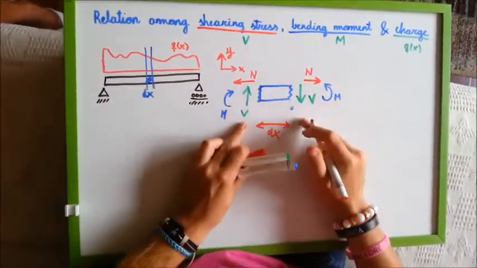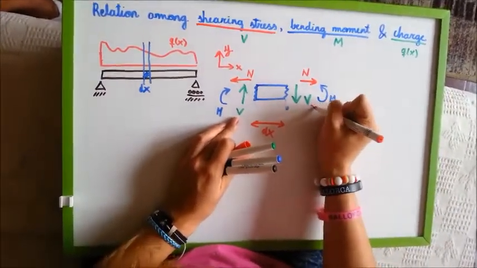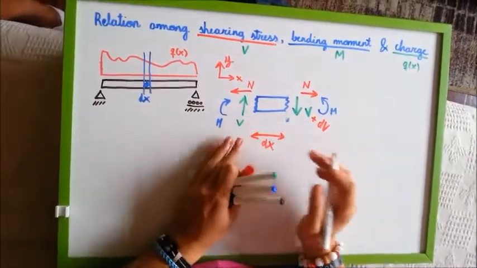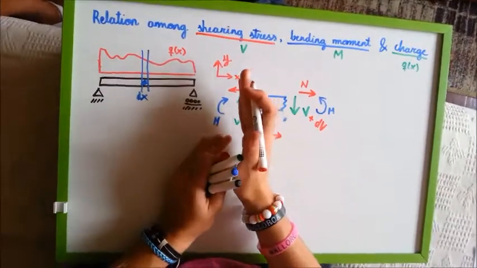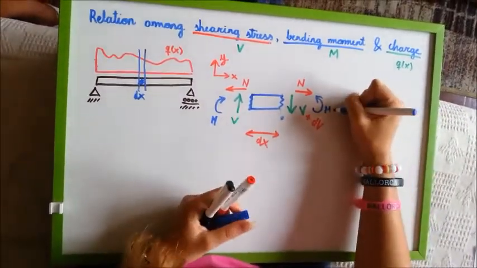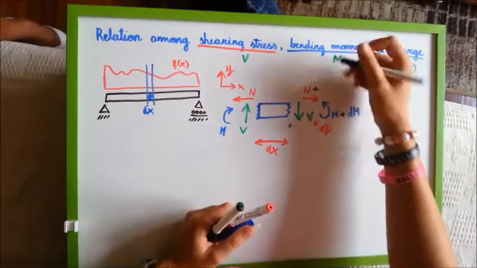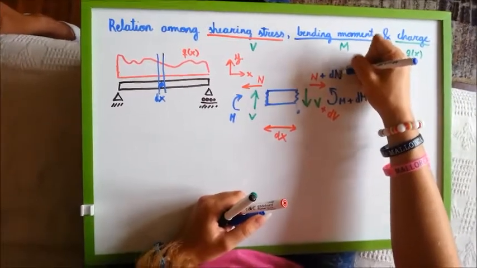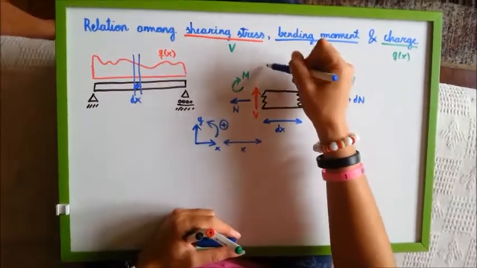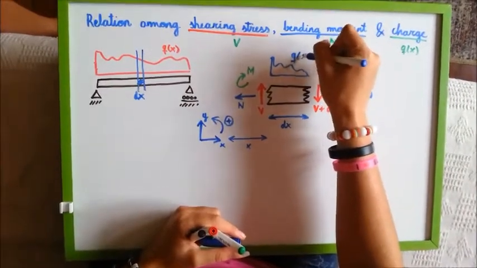So here it's V, because if we have V here, here the shearing stress will be V plus dV, that's the change in the shearing stress between this part and this part of the differential piece we have taken. So here the moment isn't M, it's M plus dM, and here it's N plus dN. Okay, and we don't have to forget that here we have our distributed load q of x.